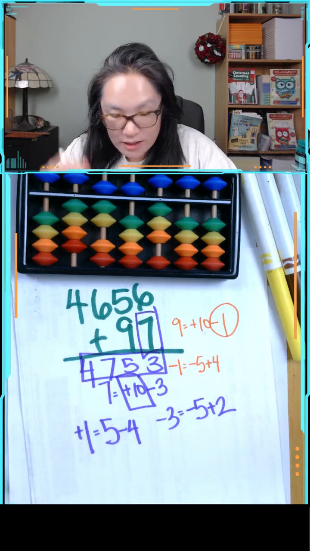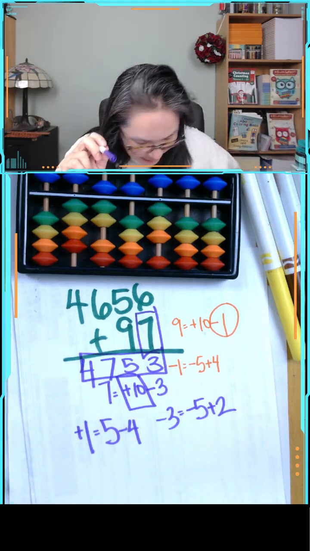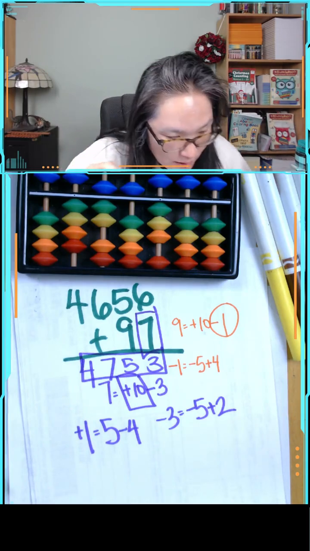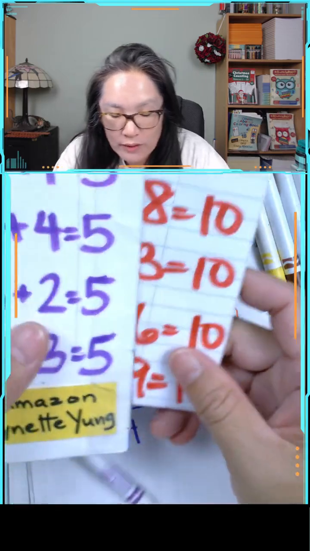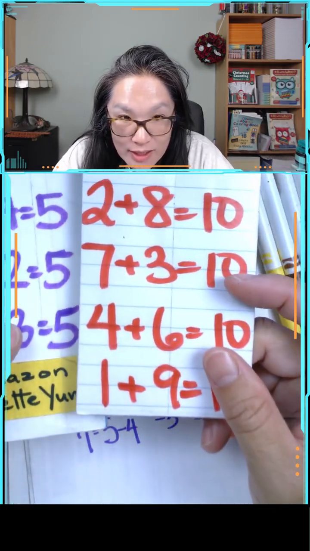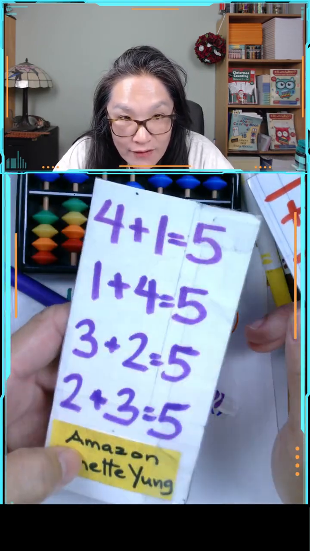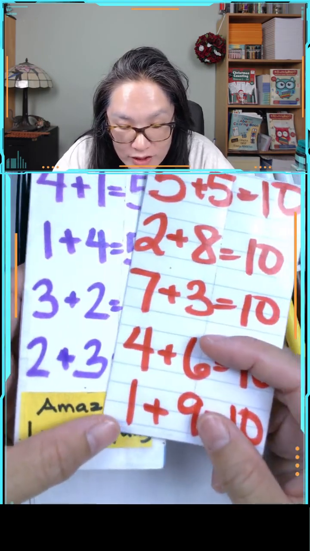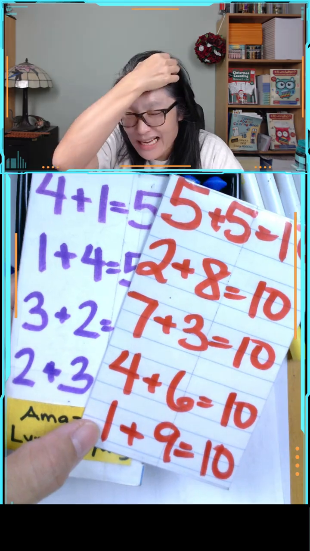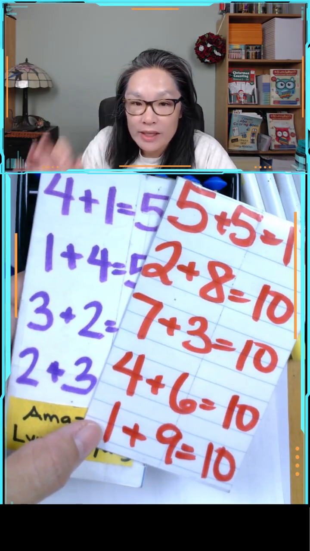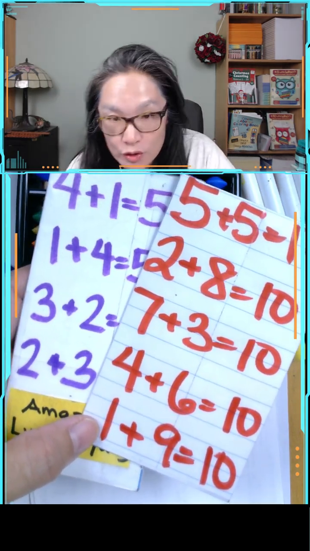But see, the thing is you only need to know 2 things. How to make a 10, how to subtract the 10. How to plus the 5, how to minus the 5. You know these 2, it doesn't matter. You can do this at scale. It doesn't matter how big or how small the numbers are.